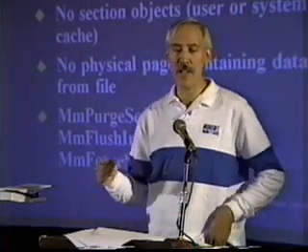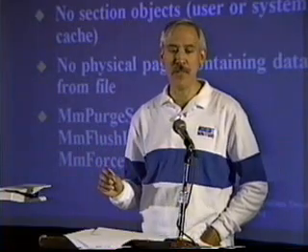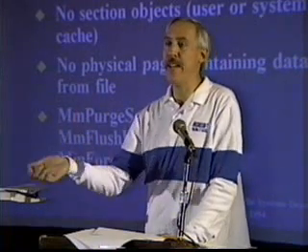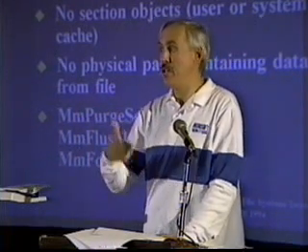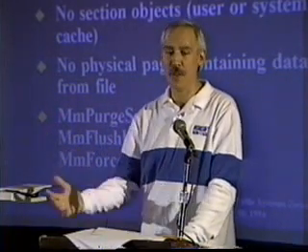Okay, so the file object is going to be dereferenced when there's no map views, when there's no section objects. A section object is what happens when you call create file mapping. You get a handle back to a section, which you can then map if you so desire. So if the user doesn't close that section object, we're going to keep that file object referenced.